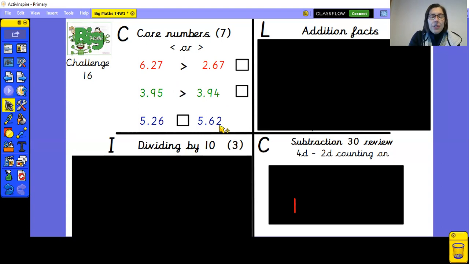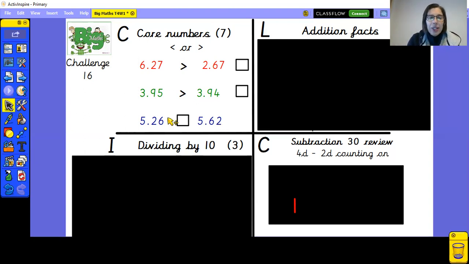on the right hand side, 5.62. So let's have a look at the ones, let's have a look at the tenths, and let's have a look at the hundredths and try to come up with a conclusion. Which number is greater than the other one or smaller than the other one?